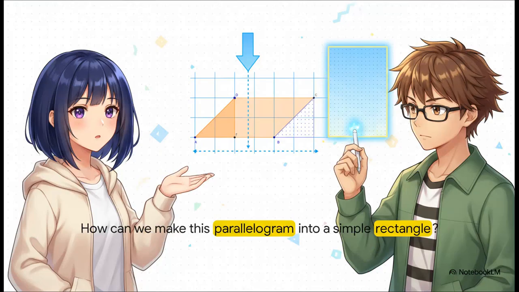All right, check out this parallelogram. It's slanted, kind of awkward. It's definitely not a nice, tidy rectangle. But what if we could rearrange it? What if we could chop it up and move the pieces around? How could you turn this into the simple rectangle we already know everything about?